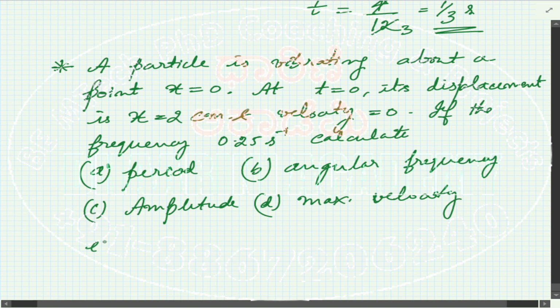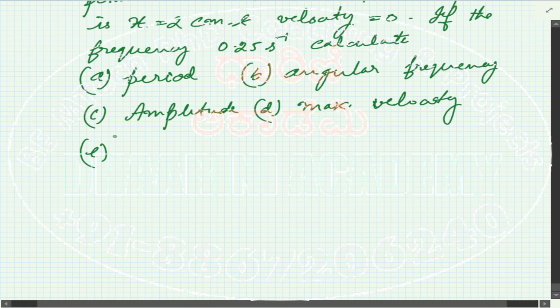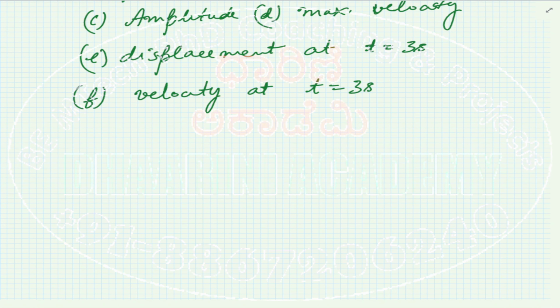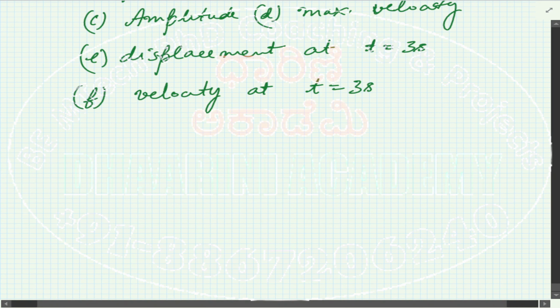Then part E of the question is displacement at t equal to 3 seconds. Part F of the question, velocity of the particle at t equal to 3 seconds. Okay, the important question. These kinds of questions are pretty common. So let's answer question A.